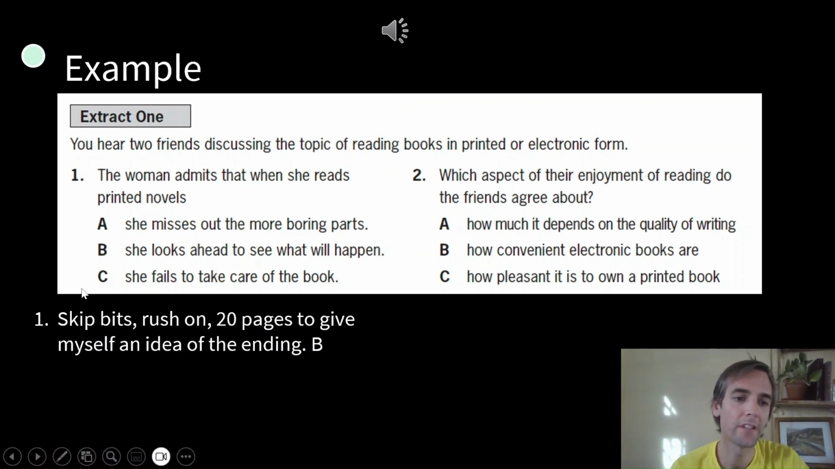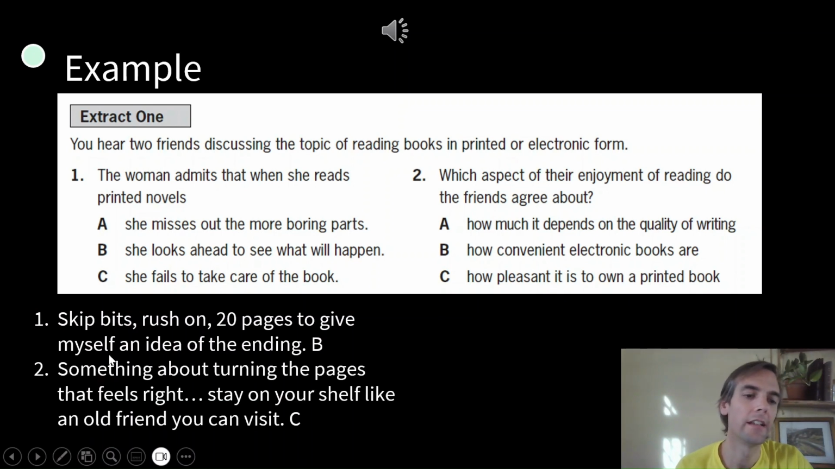Well, number 1, she says she skips, she rushes on, meaning to go forward quickly, to get an idea of the ending, to see what will happen. That's B. And number 2, your old agreement question. Well, he says something about turning the pages that feels right. So this is like a pleasant feeling. It just feels nice to turn the pages.